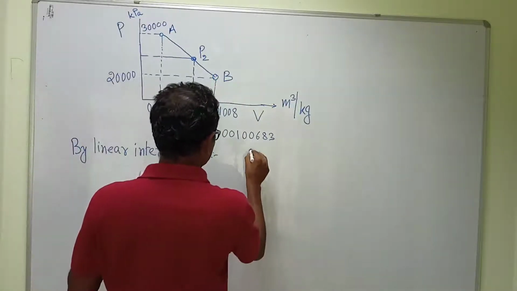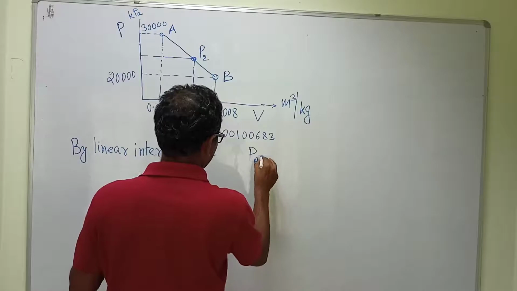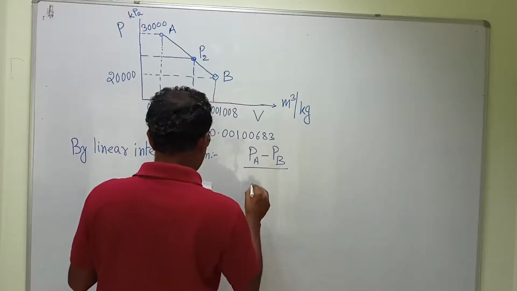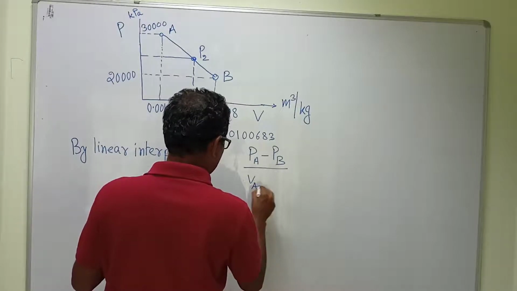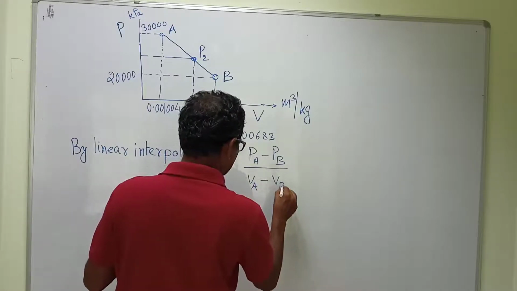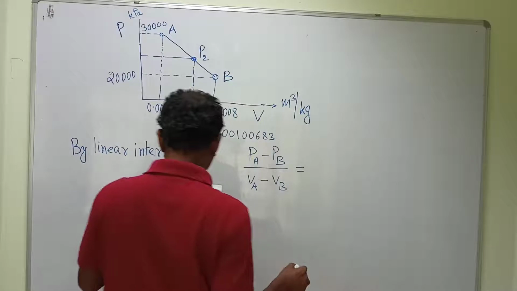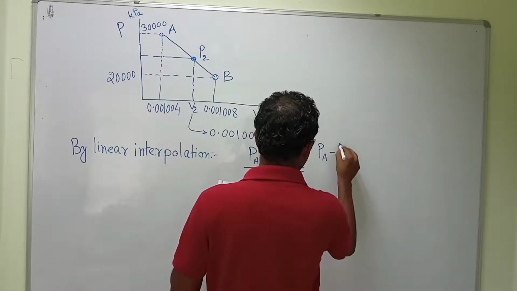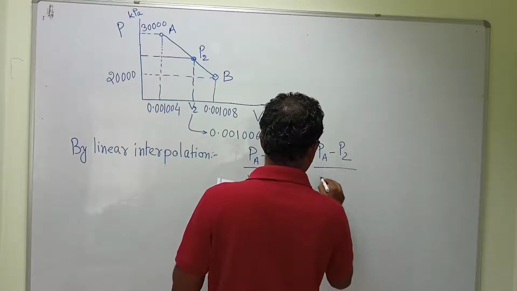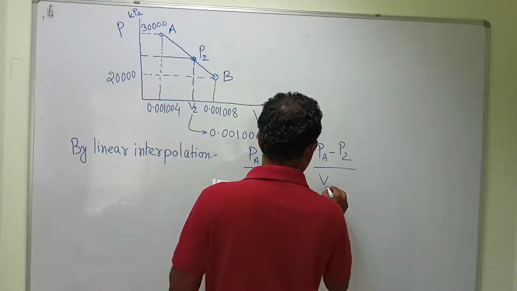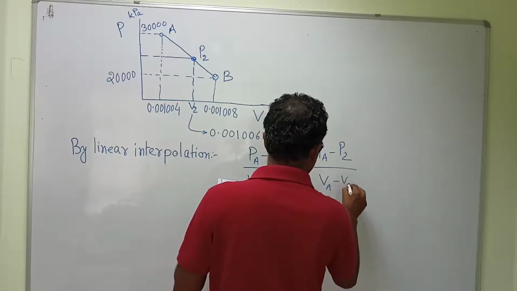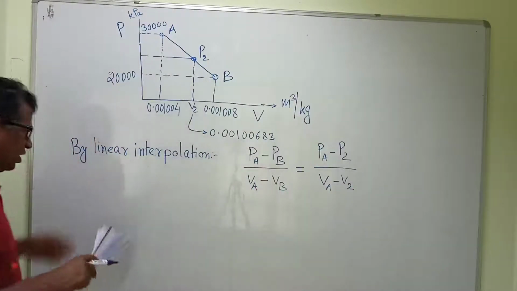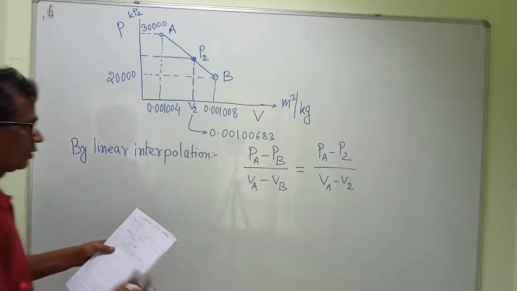So (PA minus PB) divided by (VA minus VB) should be equal to (PA minus P2) divided by (VA minus V2). That's the equation of a straight line.